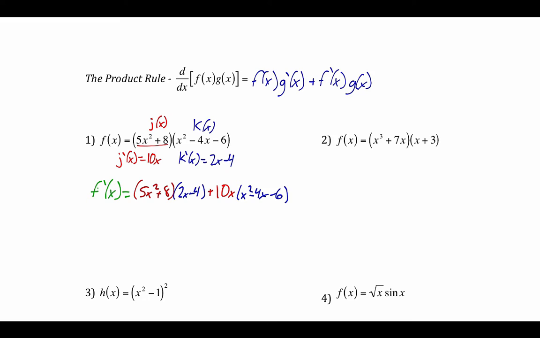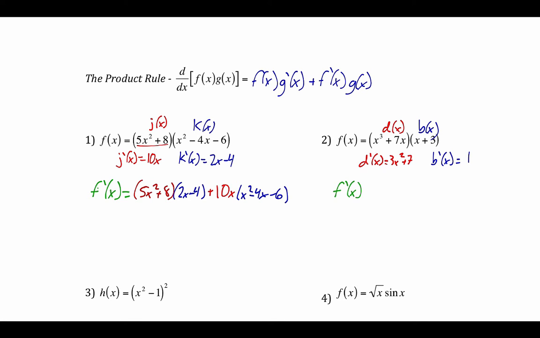For the second one, you can label them whatever you want. Just for kicks, we're going to call this one d of x, and we'll call the other one b of x, db. Those are some good initials. So separately, the derivative for d of x would be 3x squared plus 7. The derivative for b of x is just 1.